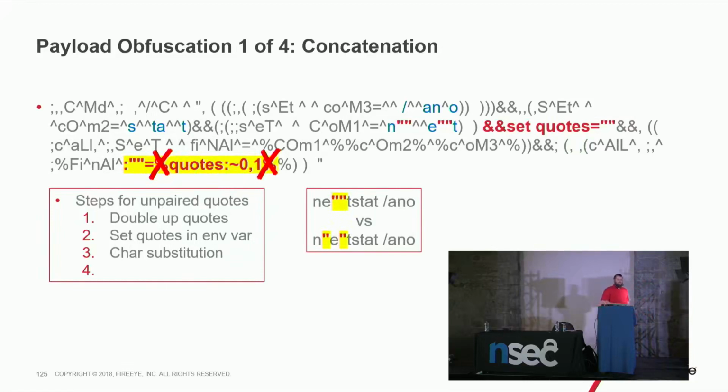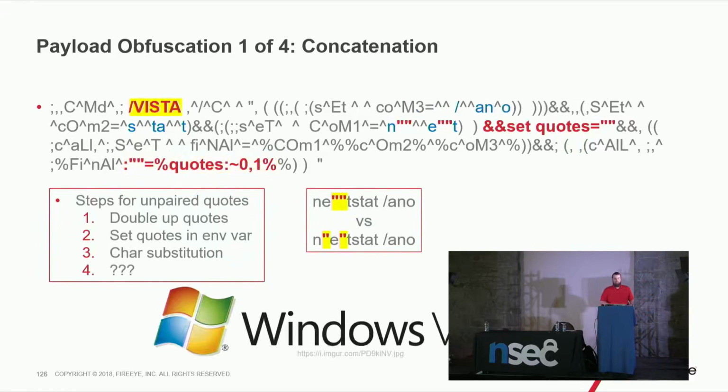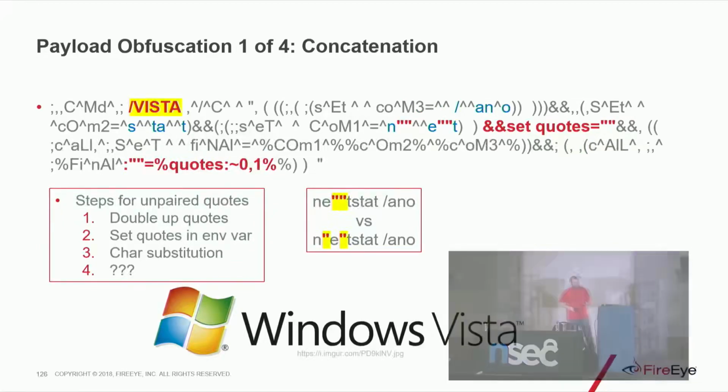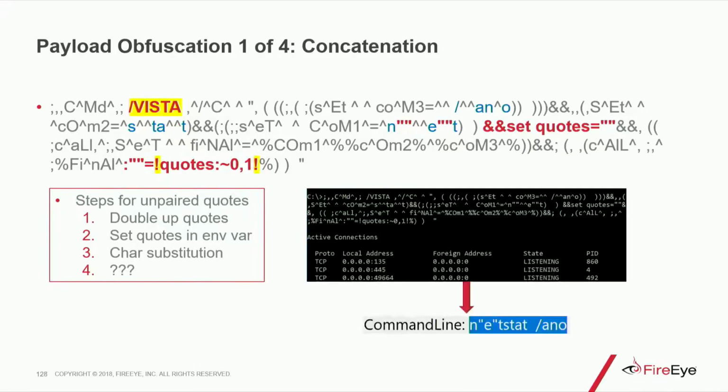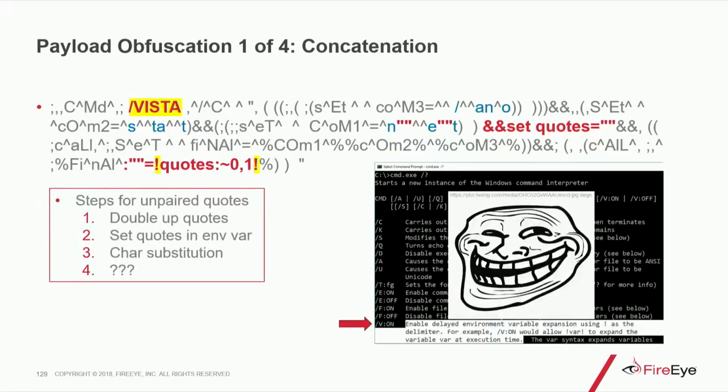Fun fact, if you're on Vista or later, you can use a /Vista flag. Now, hear me out. When you use the /Vista flag, instead of percents for a variable, you can actually use exclamation points. So now, our quotes variable is resolved in memory inside of the percents. There's no conflict there. And this command freaking works. Double quotes, evenly paired, not adjacent. Awesome. Now I have to admit, this is a little bit of a troll.